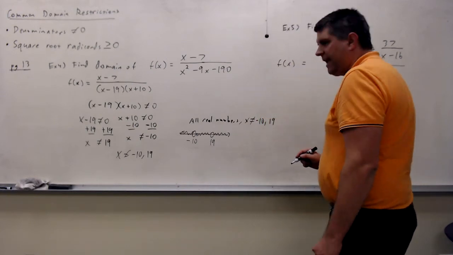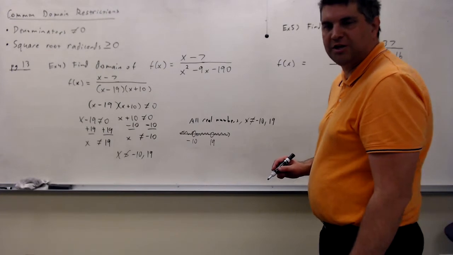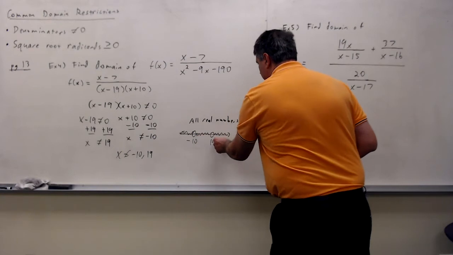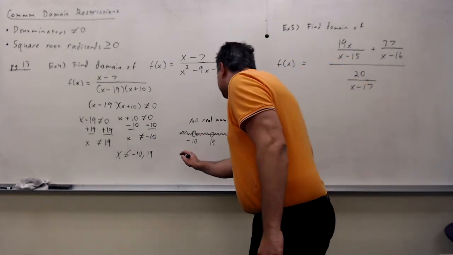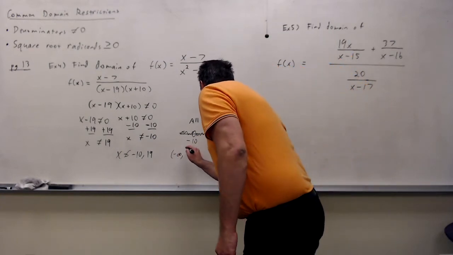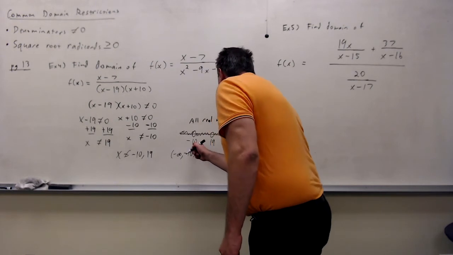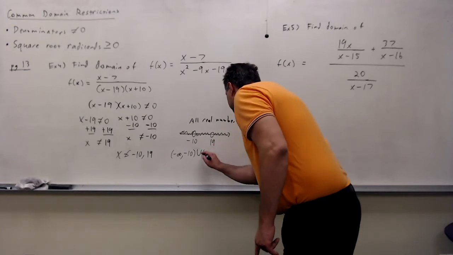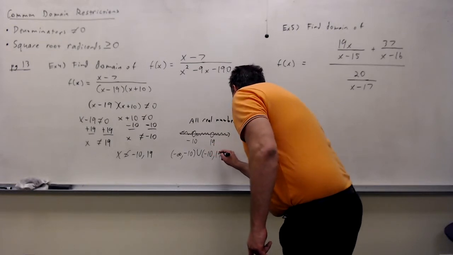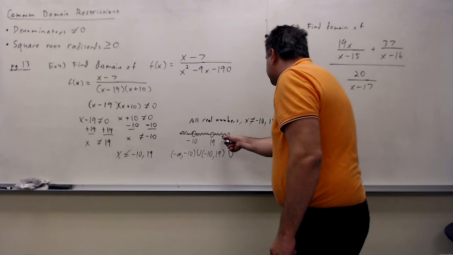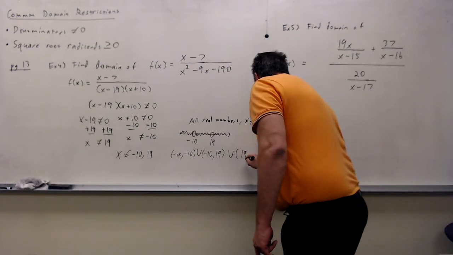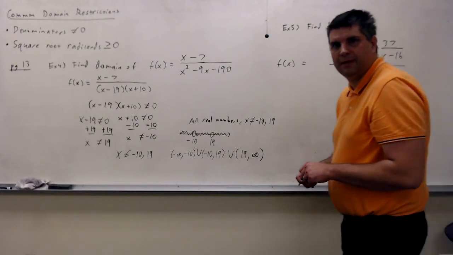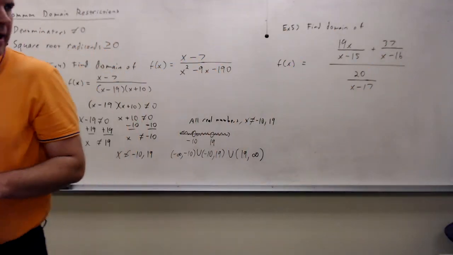However, in advanced math, they generally opt for interval notation these days. So I'm going to describe these three intervals. Okay? This one is negative infinity up to negative 10, non-inclusive, union, negative 10 to 19, non-inclusive, union, 19 to infinity. Okay. And that is how you would describe the domain of that function.